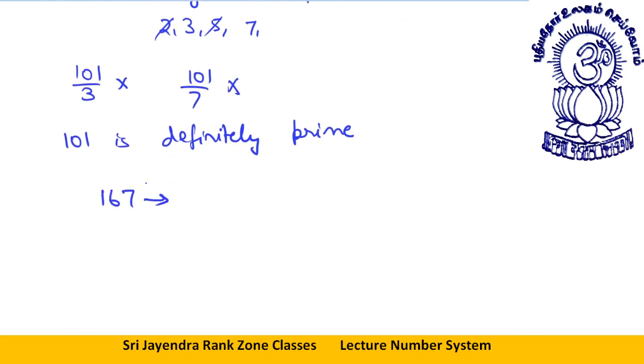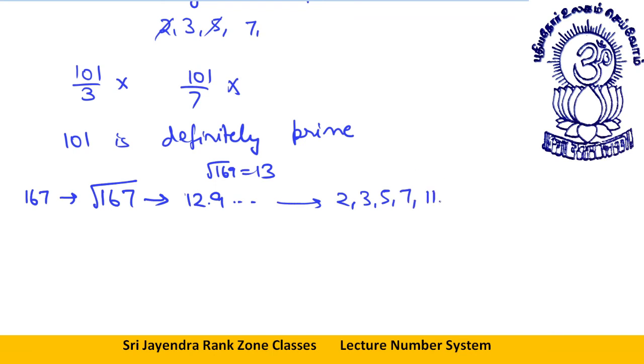Okay, suppose I take 167. I know what is under root 169, that is 13, so it will be 12 point something, 12.9. So now what I'll do, I need to check 167. I'll divide under root 167, that is 12.9. So I will divide 167 by what are the prime numbers? 2, 3, 5, 7, 11, 13, 17. Okay, we don't need to go till here.